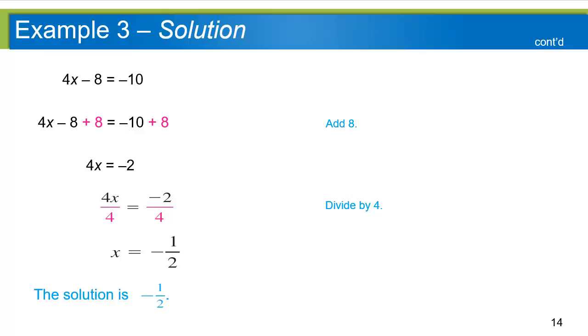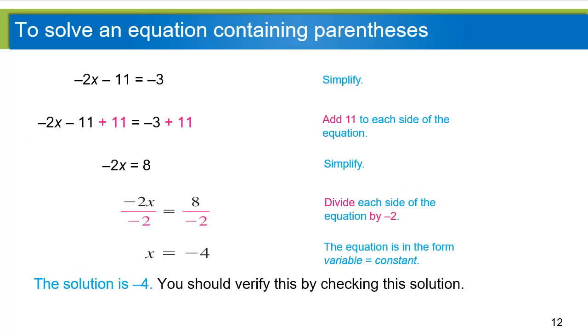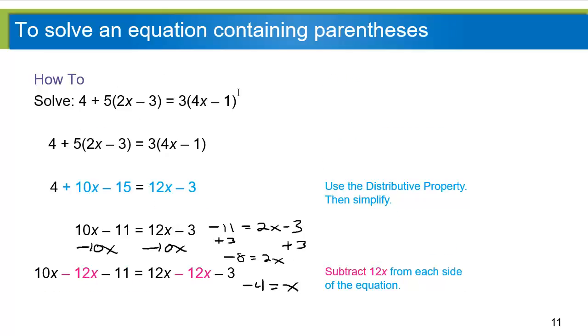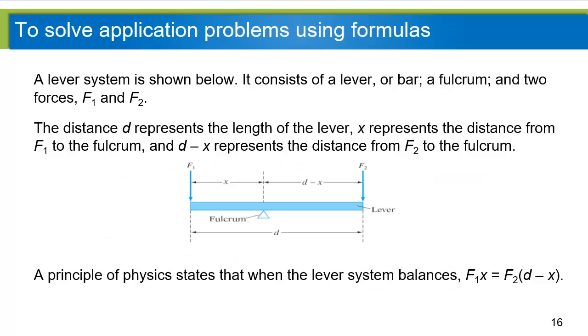What's the one thing we haven't been doing with any of these equations that we should have been doing? Hopefully you're all screaming at the screen. Check your answer. That's right. You should have taken the negative 1/2, plugged it back in here, and made sure it works. Same thing with our previous examples. Whatever the solution was, negative 4, we should take negative 4, plug it back into the original equation, and make sure that it works. That's a way to check to make sure we haven't made any mistakes. All right, let's finish up with some application problems.